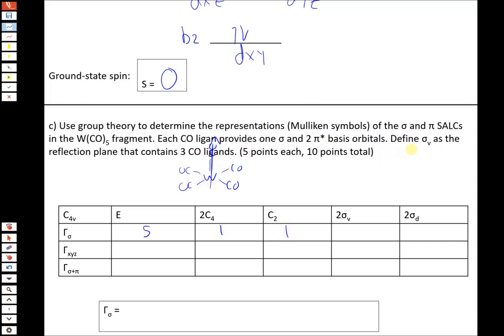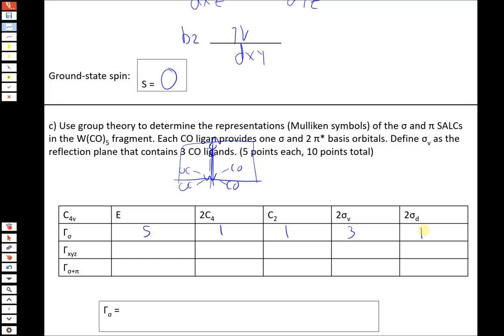Sigma v, we said, we define as the reflection plane that contains 3 CO ligands. That would be, for example, this plane here that contains all 3 of those. And so we'd have 3 sigma orbitals in that plane for a character of 3, whereas for sigma d, we're going to have a reflection plane that cuts between the CO ligands, so only one of those would be in the plane. So those are the characters that we get for gamma sigma.